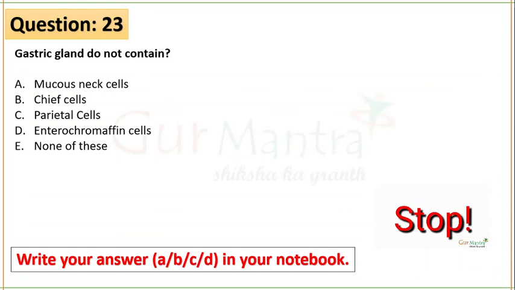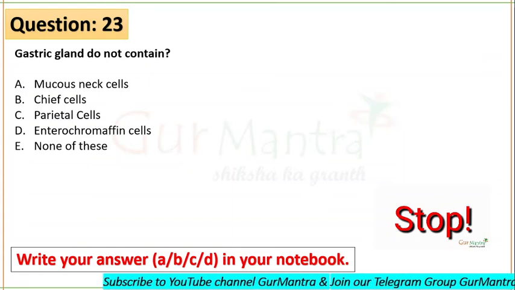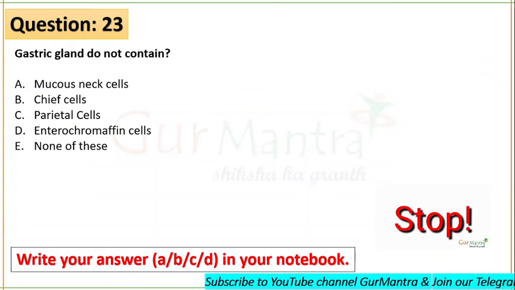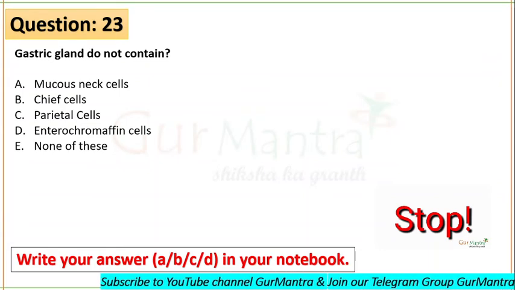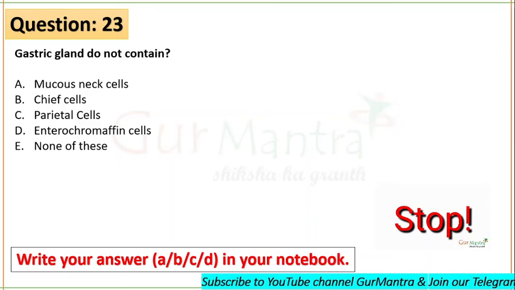Gastric glands do not contain which of these? Gastric glands contain mucous neck cells, chief cells, parietal cells, and enterochromaffin cells. Along with this, they also contain enteroendocrine cells, like G cells and D cells. So gastric glands contain all these cells. Chief cells are also known as zymogenic or peptic cells. So none of the above is your right option, since all of these cells are found in the gastric glands.